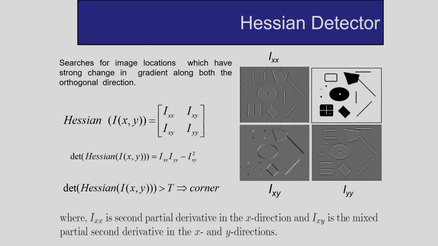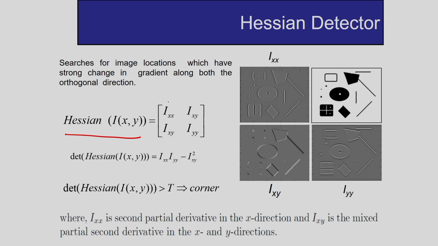And finally, I want to discuss another detector, that is the Hessian detector. The concept is very similar. It searches for image locations which have strong changes in gradient along both the orthogonal directions. For this also I have to determine the image gradients, and I have to determine the Hessian matrix corresponding to the image.